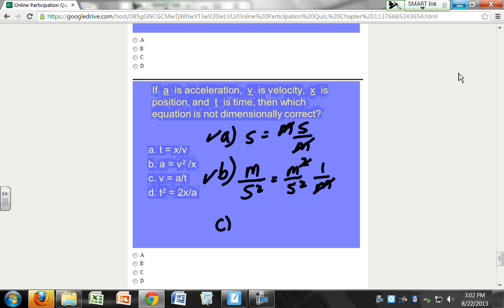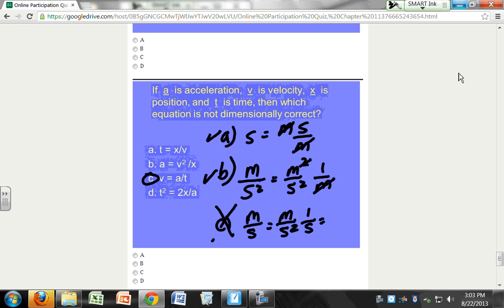C is V, meters per second, equals meters per second squared times 1 over seconds. That's meters per second cubed on the right-hand side, meters per second on the left-hand side. So that is not right. So C is the right answer.